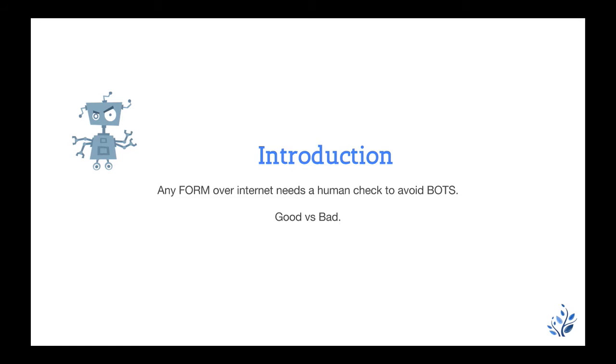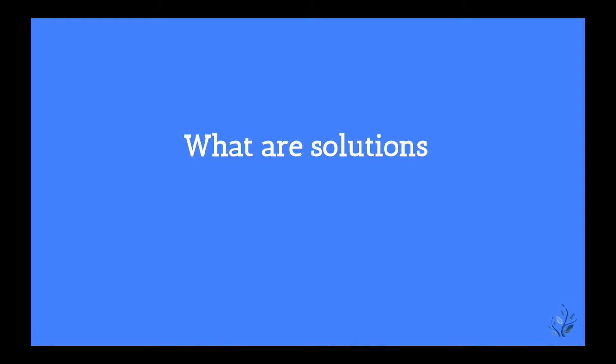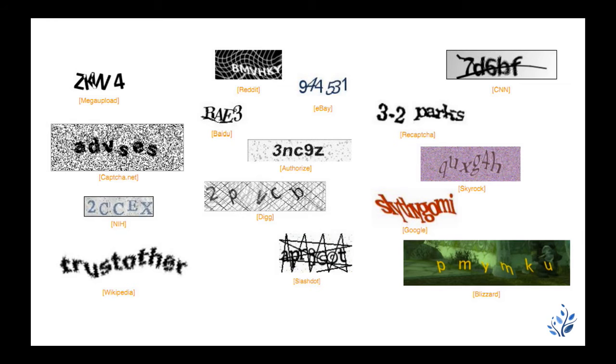As I said, any form over the internet needs a human check to avoid bots, because there are many bot softwares which fill the form data over the internet and send it as spam. So using captcha has some benefits. Let's go with good and bad. What are the solutions to avoid bots sending information over the internet via our forms, just to avoid spam emails?